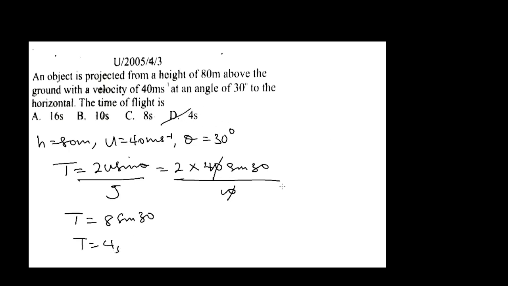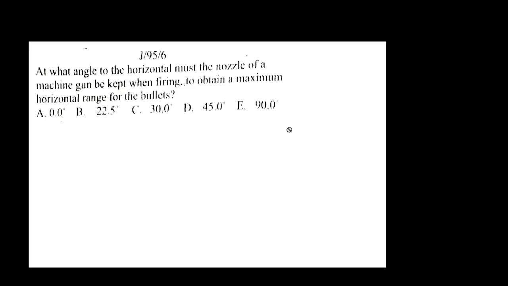So this question is 2005 question number 4 or question 3, so any of the two. So the last but not the least question that we're going to be considering here, out of the whole of the questions that we found in the past questions under this particular topic, I think it should be a bonus. 1995 question number 6. The question states that at what angle to the horizontal must the nozzle of a machine gun be kept when firing to obtain a maximum range for the bullet?